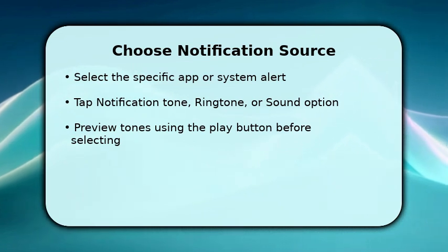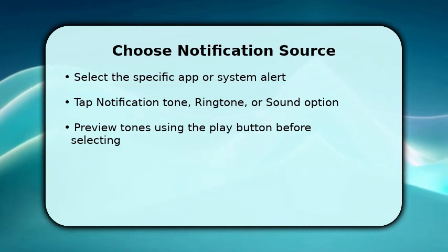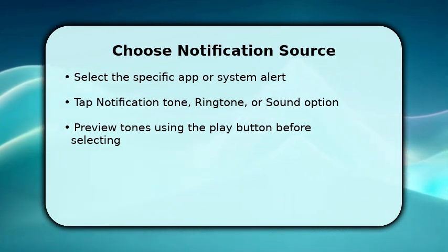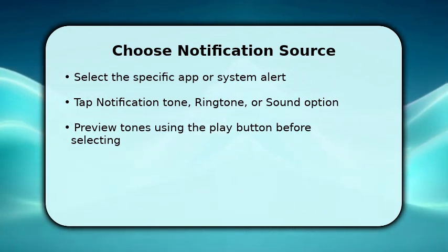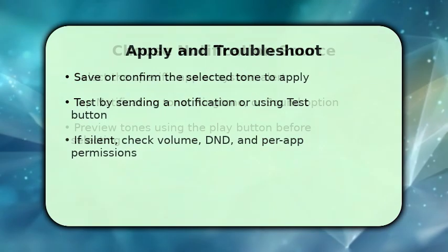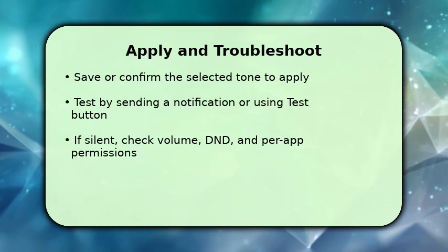If your phone allows, choose a custom file from Files or a sound picker, otherwise pick a built-in tone. Make sure to confirm or save the choice so it becomes active immediately. Apply the new tone and test it right away by sending a message or using the test button within the settings. This verifies both sound and volume.